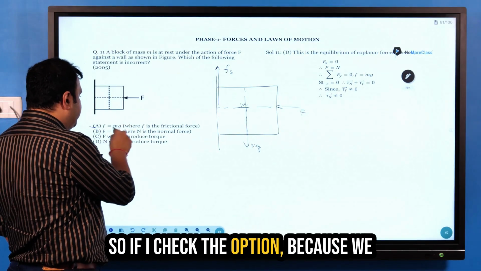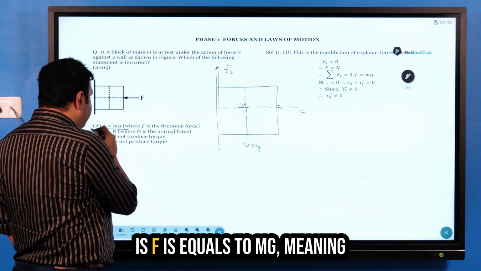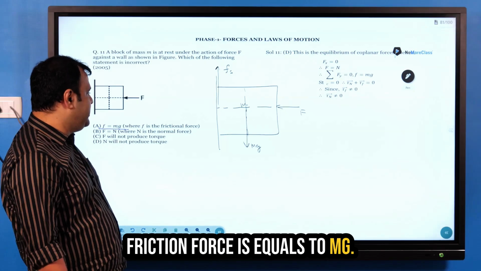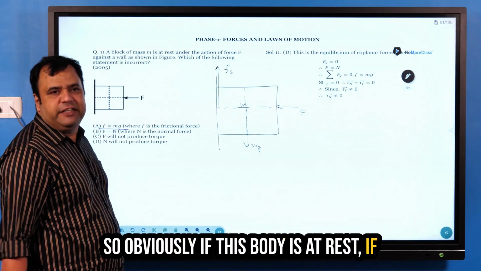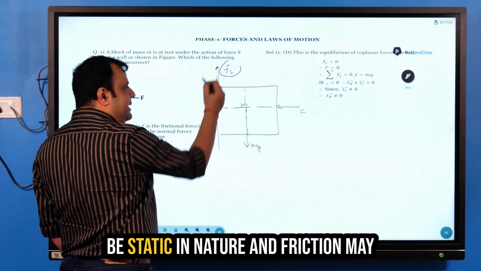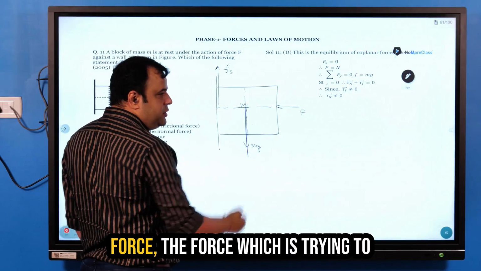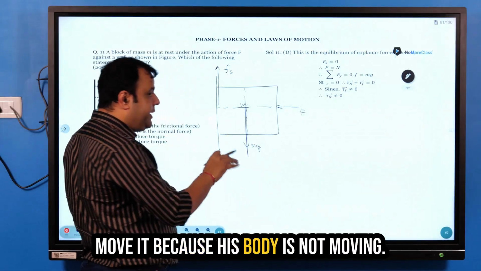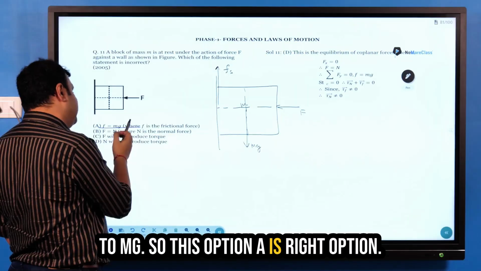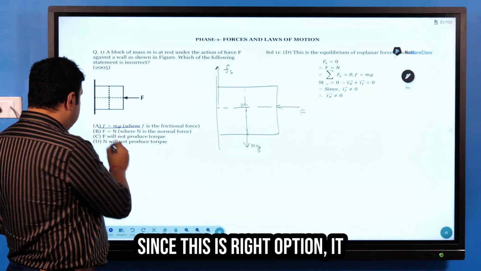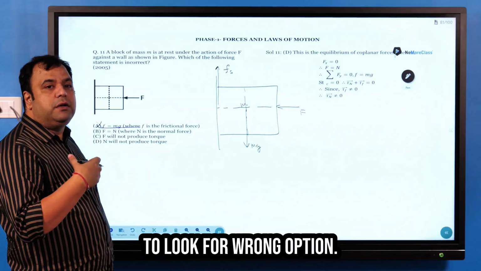So, if I check the options, because we have to check the incorrect one, the first option is F equals mg, meaning friction force is equal to mg, where F is the friction force. Obviously, if this body is at rest, the friction may be static in nature, and friction may be exactly equal to the downward force, the force which is trying to move it, because this body is not moving. So in this case, friction may be equal to mg. So this option A is the right option. Since this is a right option, it is wrong, because we have to look for the wrong option.